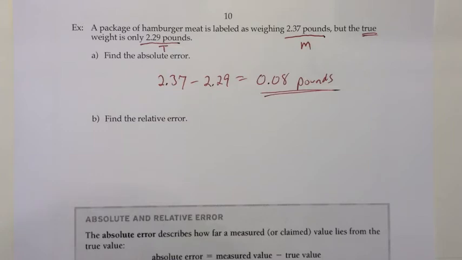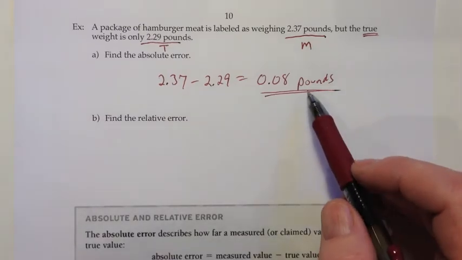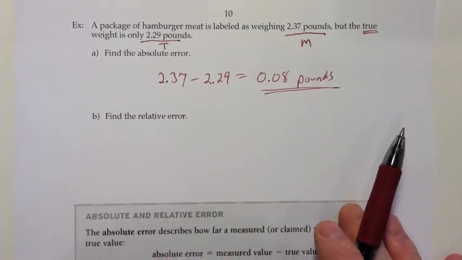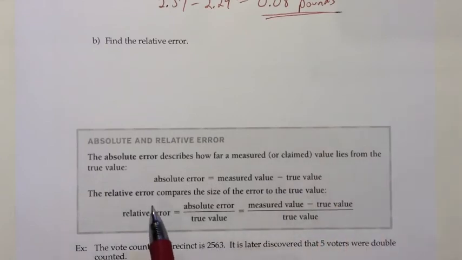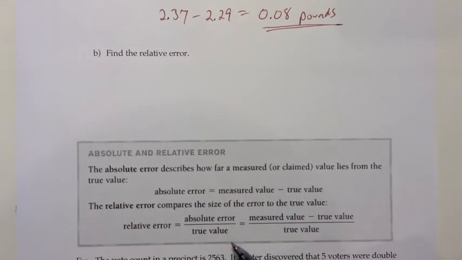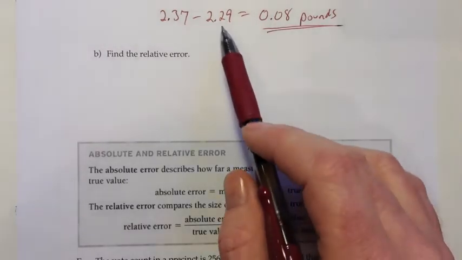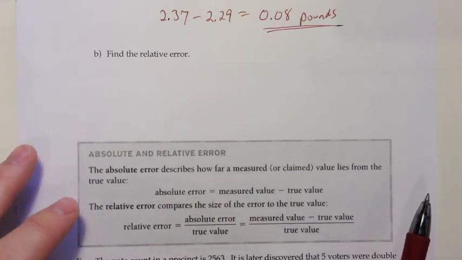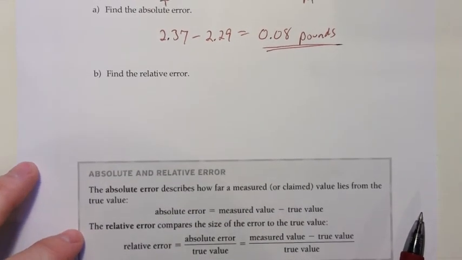When we go to look at the relative error, that takes into account how big this error is compared to the target they were shooting for. And we do that by division just like we were doing before. So if you look down here at our definition of relative error, you take the absolute error, which would be our 0.08 pounds in this hamburger package example, divide it by the true value, which would be that 2.29, and that will give you your relative error. And we would typically interpret that as a percentage like we did with the relative change.